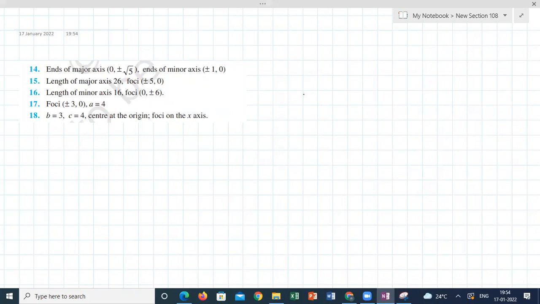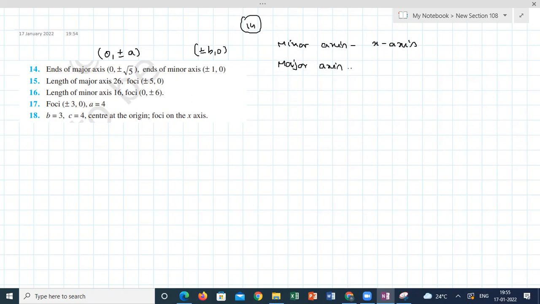Can anyone give the answer for question number 14? They gave the ends of the major axis and ends of the minor axis. So what is the answer? This is 0, plus or minus a and plus or minus b, 0. So your minor axis is on the x-axis. Question number 14, your major axis is on the y-axis. So from here I can say x square by b square plus y square by a square is equal to 1 is the answer.